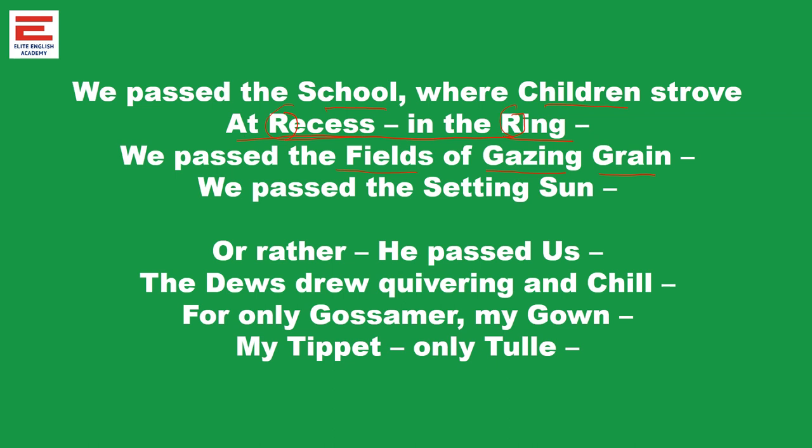So what is the time of the journey? It is evening. After the journey, the poet crosses the school and the field, and it is evening time. That is the information we come to know here. Then the next stanza, or rather, he passed us. Who is referred to as he? It is the sun. So the poet says either we passed the sun or the sun passed us, personified again. Passed us.